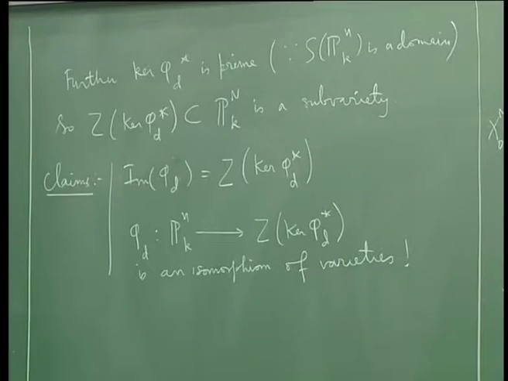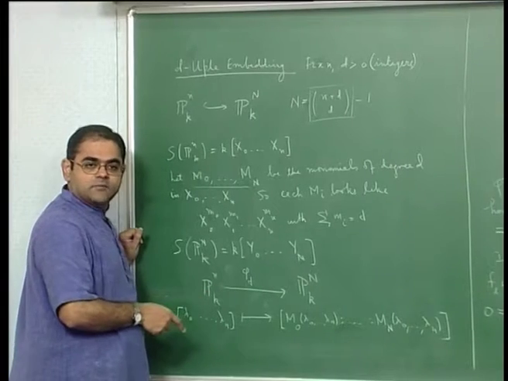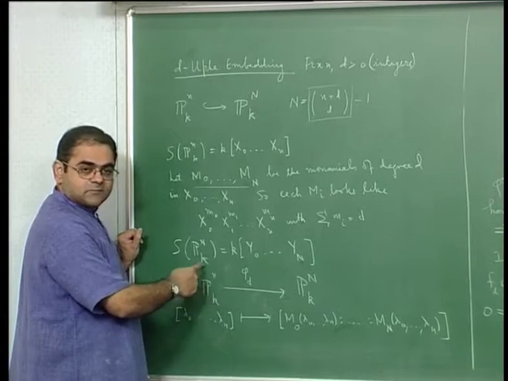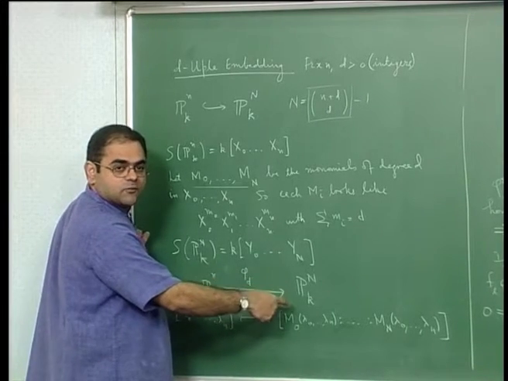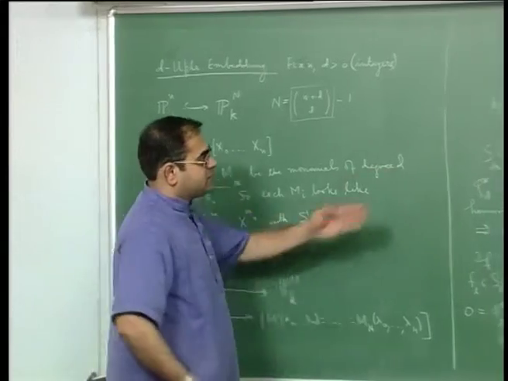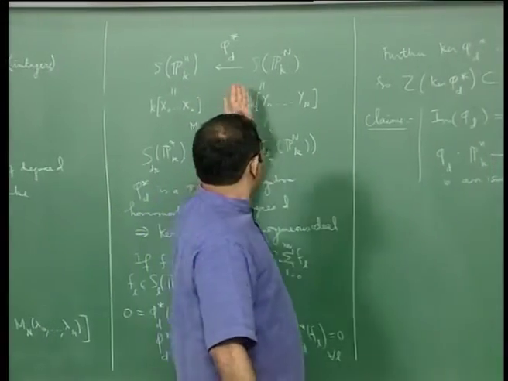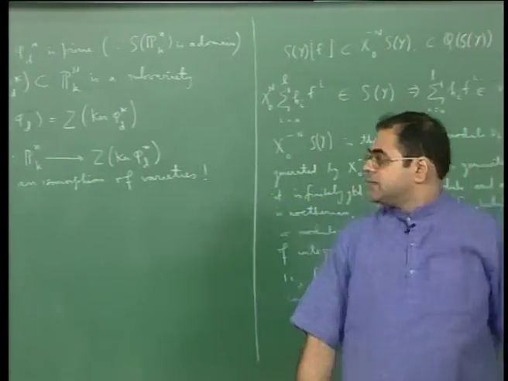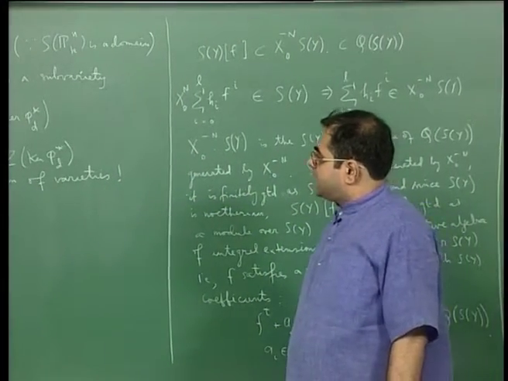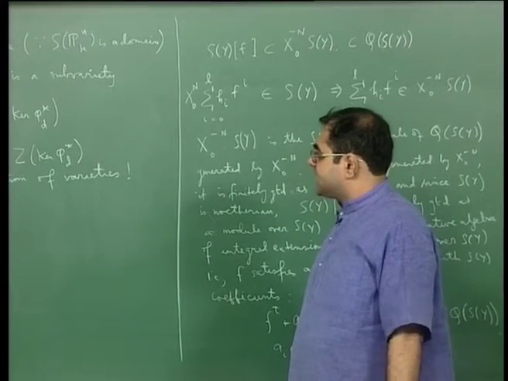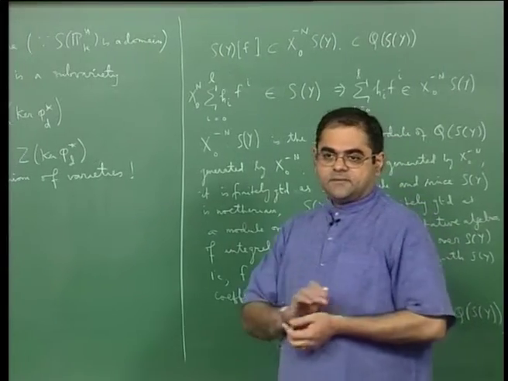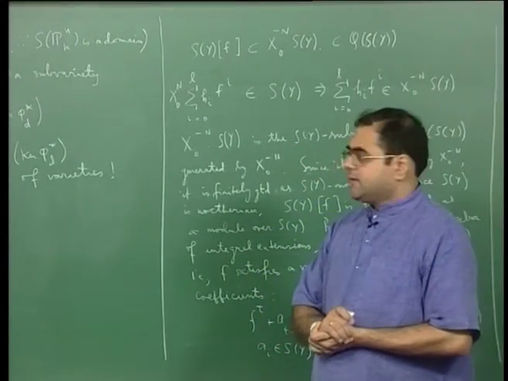So this is the claim. The claim is that this phi d, the so-called d-uple embedding, maps projective space isomorphically onto a closed subvariety, and that closed subvariety is nothing but the zero set of the kernel of this homomorphism. This is a claim, and it requires a little bit of computation.